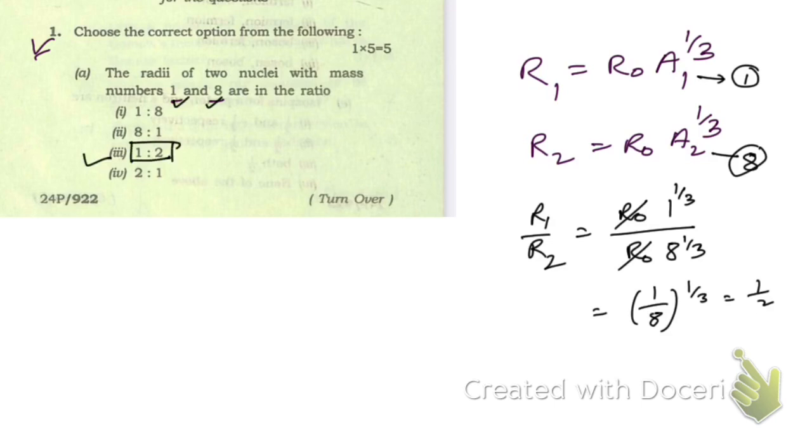That's the answer, right? Hope you have understood this. So how did we get this 1 by 2? It's a very simple calculation, because you know 1/2 whole cubed is 1/8, and here we have the power 1/3. So now let's move on to the next question.